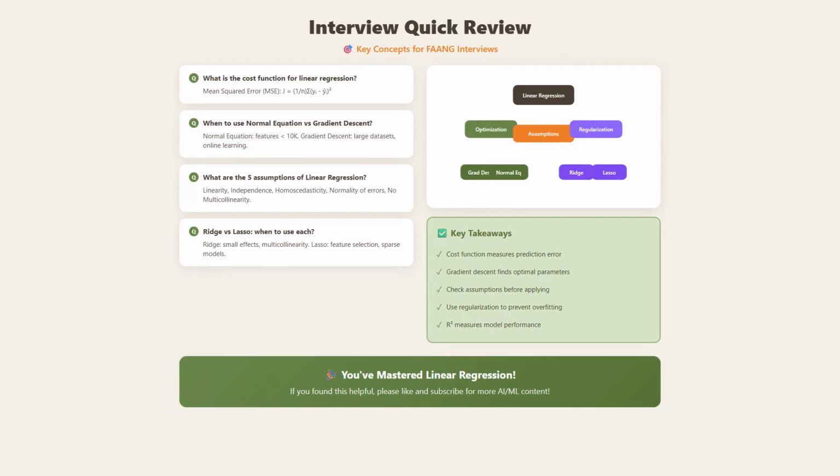Linear regression may seem simple, but mastering it deeply prepares you for understanding more complex algorithms built on these same principles.